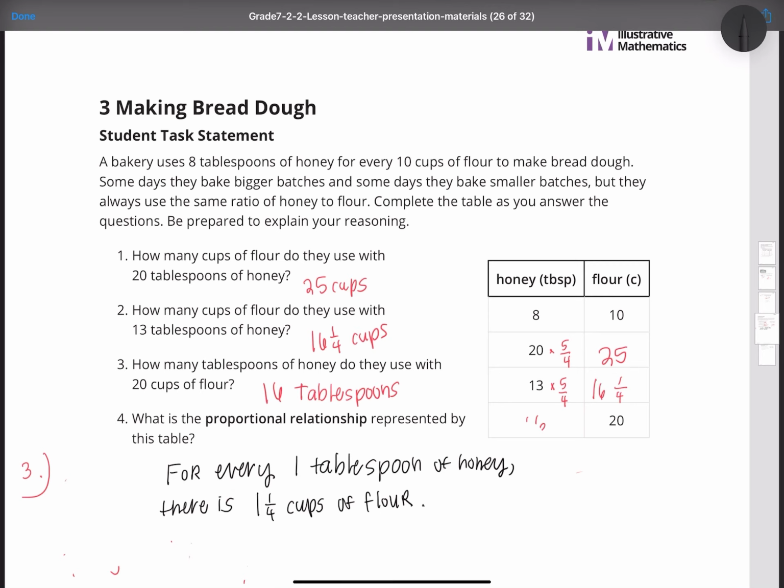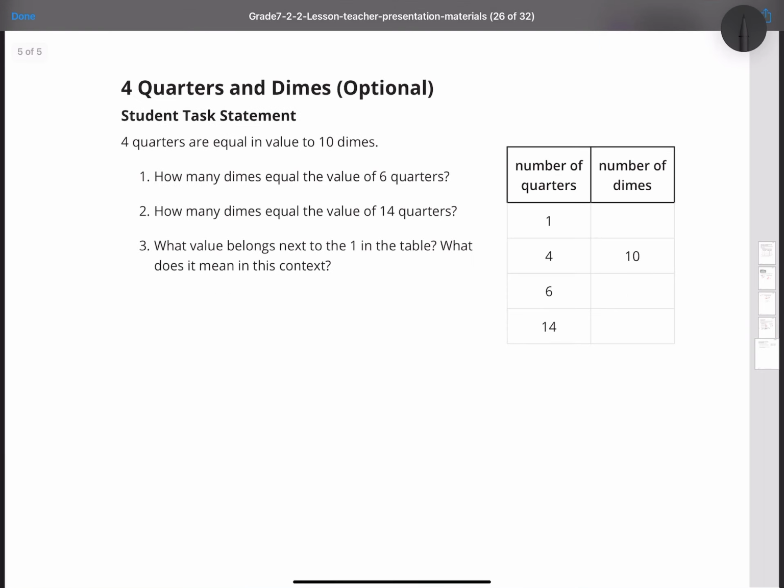Okay, guys, I'm going to challenge you to try to do this activity on your own, which is quarters and dimes. It seems like it's much more simple than the one we just did. But if you have any questions about this lesson, please refer to your manager's Google Meet session.